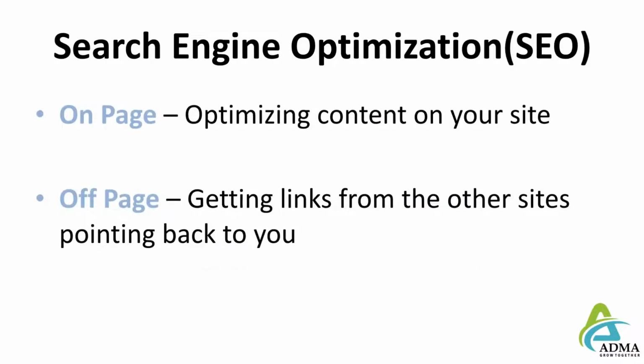There are two types of SEO: on-page and off-page. On-page SEO is easier because you just need to optimize the contents on your site by inserting keywords directly on your webpage. Off-page SEO is a little bit trickier. You need to get quality links from other sites to point back to your site.